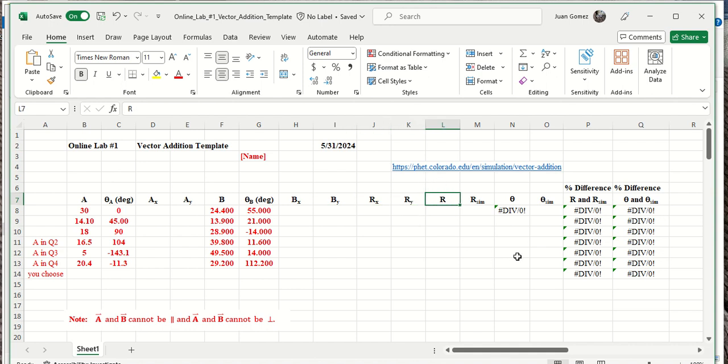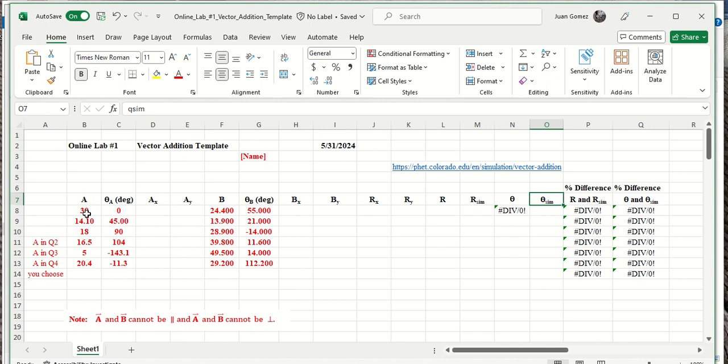Then column L is the magnitude of the resultant, which you're going to calculate. Then in column M, that's R sim, meaning the resultant from the simulation. Then here, theta, that's the theta that you'll calculate. In the next column O, that's theta sim, meaning the angle from the simulation. And then you're going to do the percent difference between R and R sim, meaning the calculated R and the simulation R, and the percent difference between theta and theta sim, meaning the calculated angle and the angle that the simulation gives you.